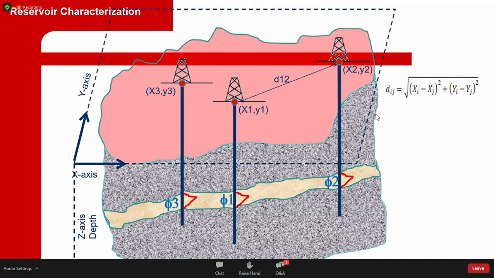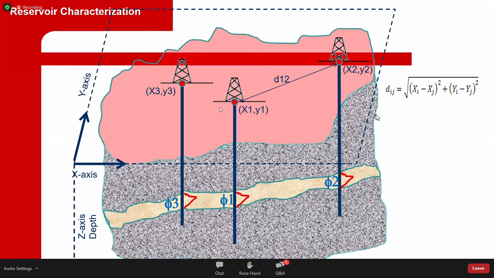What are the combination of distances in this case? First of all, I got the distance between x1, y1, and x2, y2. I already have these two, and then I have to go x1, y1 with the x3. So the distance between well 1 and well 3, and the distance between well 2 and well 3. So now I will have three distances, all right?